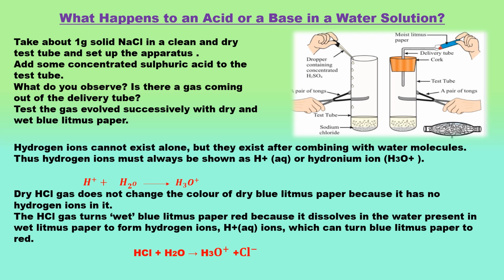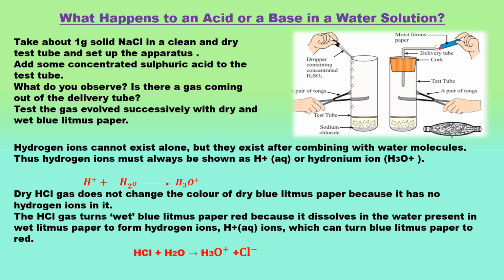Dry HCl gas does not contain any hydrogen ions in it, so it does not show acidic behavior. In fact, dry HCl gas does not change the color of dry blue litmus paper because it has no hydrogen ions in it. However, when HCl gas dissolves in water, it forms hydrogen ions and hence shows acidic behavior. Actually, hydrogen chloride gas, HCl, first dissolves in water to form hydrochloric acid solution, which then produces hydrogen and chloride ions. The separation of hydrogen ions from HCl molecules cannot occur in the absence of water.